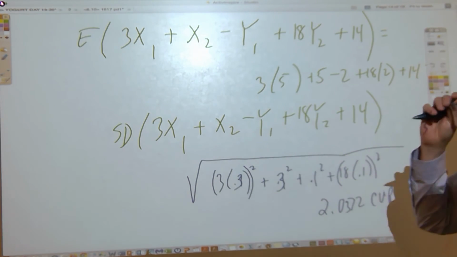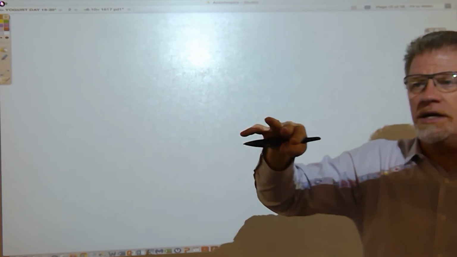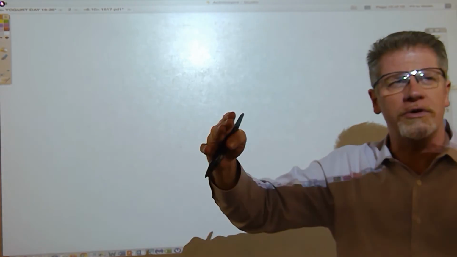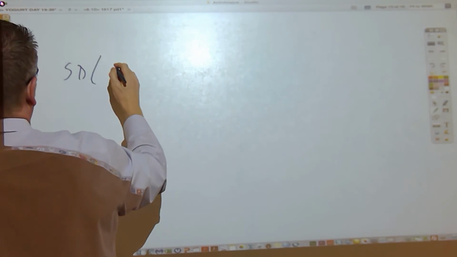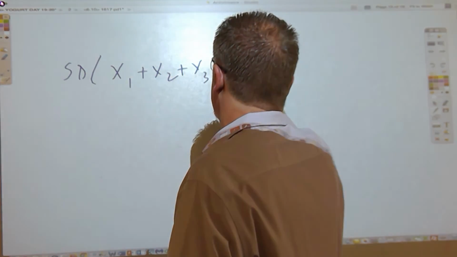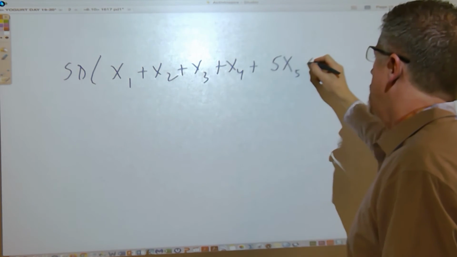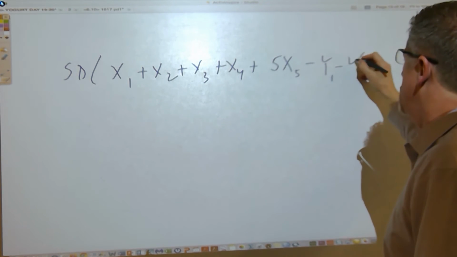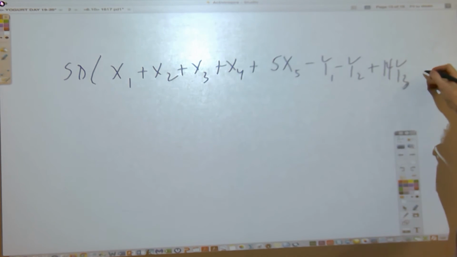Well, I'm wondering if you'd be interested in trying another one. This time I'm going to give you a 2-minute time limit. The previous one you were kind of going through what do we do, but now I think you're going to be in good shape. So here we go. This time, what is the standard deviation of x1 plus x2 plus x3 plus x4 plus x5, 5x5 minus y1 minus y2 plus 14y3 plus 30?